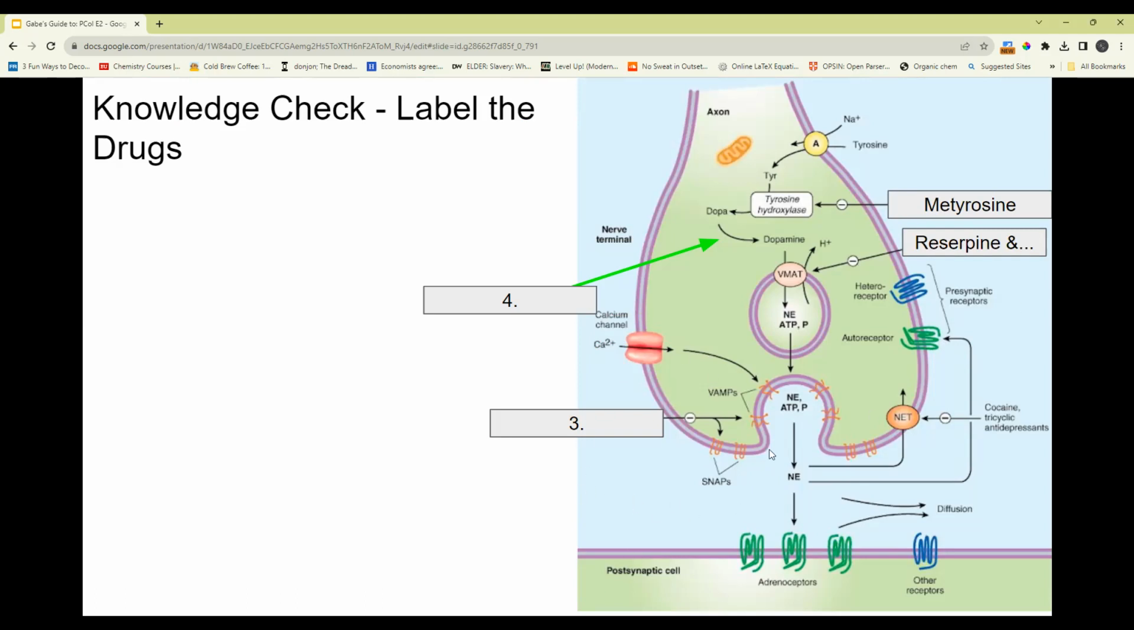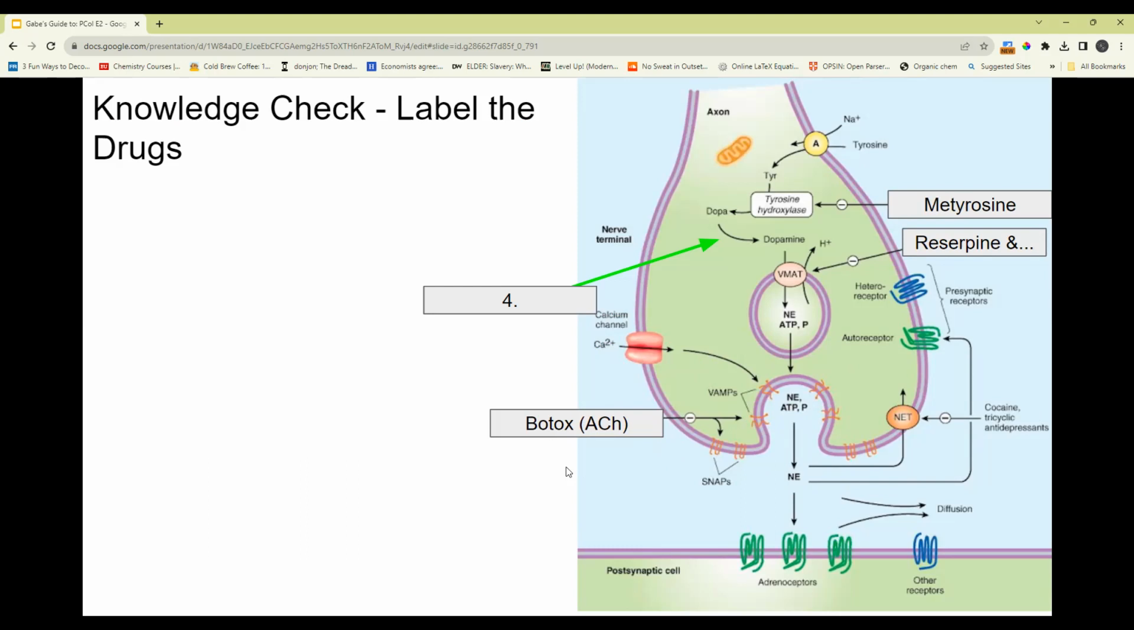How about a drug that would be affecting the SNAREs and VAMPs on the neuron? What affects SNAREs and VAMPs? Exactly, Botox. Now, this neuron is specifically showing like norepi and catecholamines, which we know that Botox would not work on this neuron. So just bear in mind that this should be a cholinergic neuron for Botox specifically.